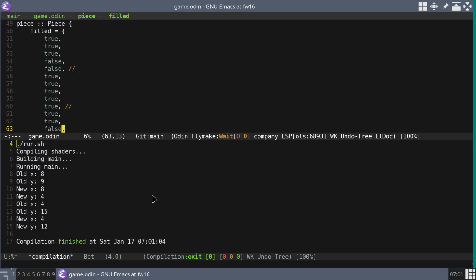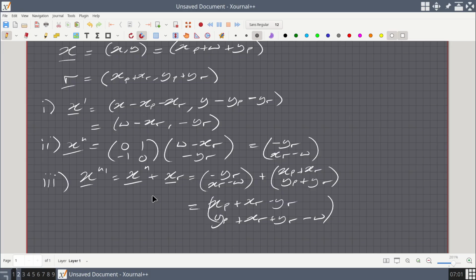New X, new Y, old X, old Y, new X, new Y. Okay, do we check our maths? I think maybe I do the maths again and check that I get the same answer. And if I do, I think we do the expected numbers if we do it at like 0, 10. And then we'll step through the code and see. Right.